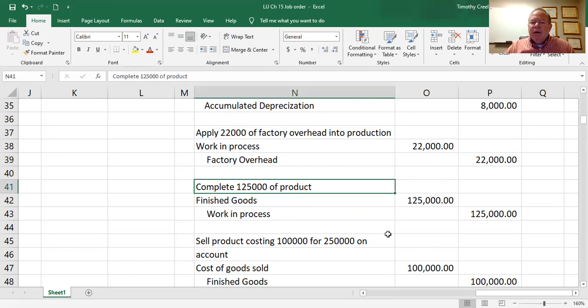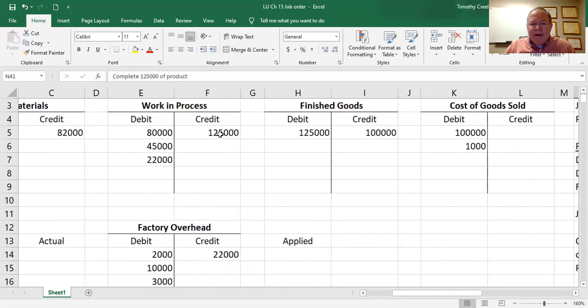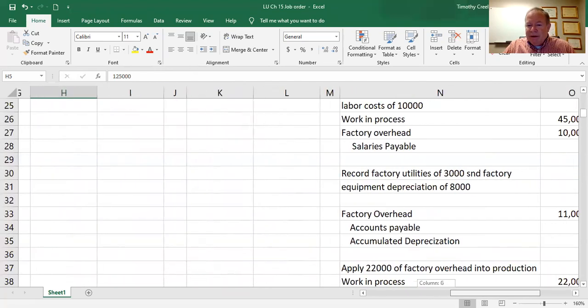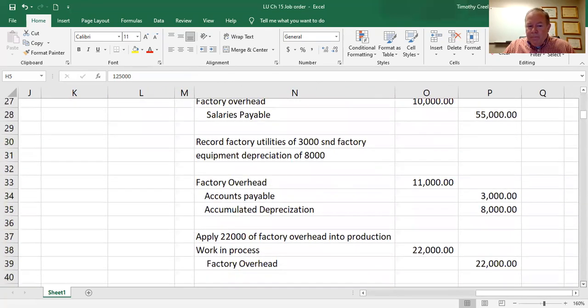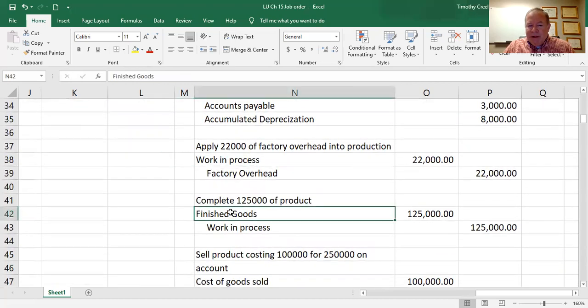So let's look at our next example. What if we complete $125,000 of product? So I would basically go up here, and if we're completing the product, it's moving out of work in process, and it's going to finished goods. So we would debit finished goods because it's going to finished goods. We would credit work in process because it's leaving work in process. So our journal entry would be just like what we saw here. It would be a debit to finished goods and a credit to work in process for $125,000.